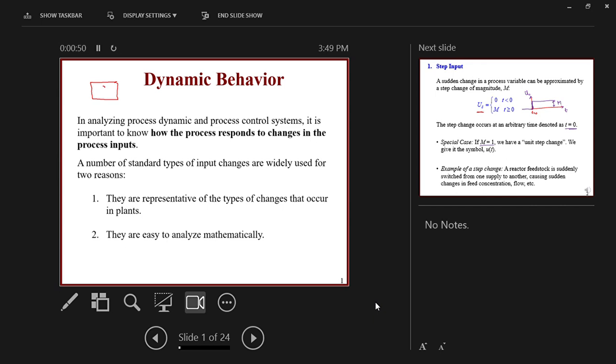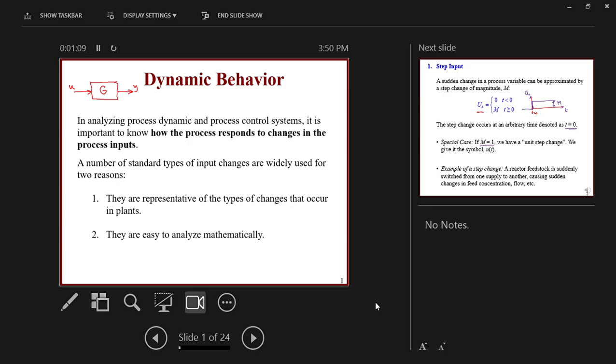Basically, let's say we have a process with a certain transfer function, which we will call G. This process is affected by inputs and it will produce outputs. Let's focus on the simplest case, where we have a single input U and a single output Y.